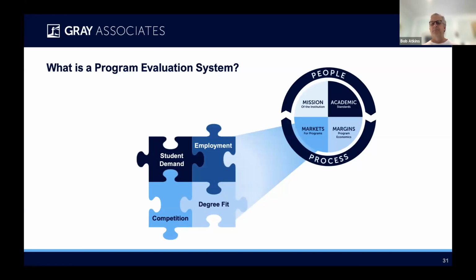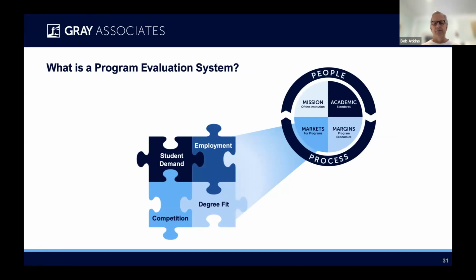So we're not going to be able to look at margins in this case. Obviously, we don't know the school. We won't comment on academic standards that may be more appropriate for one school than another, or mission, where it's going to vary from institution to institution.